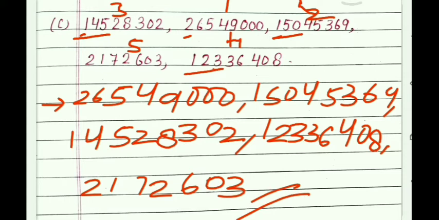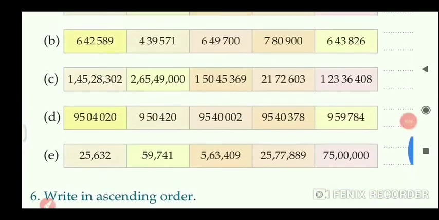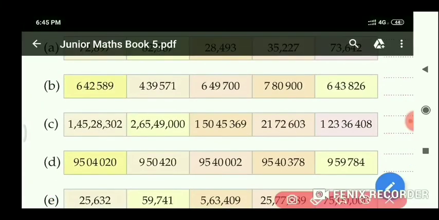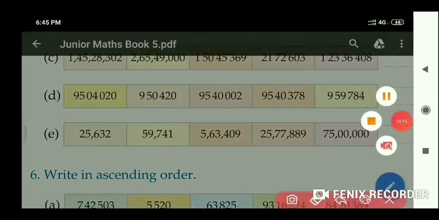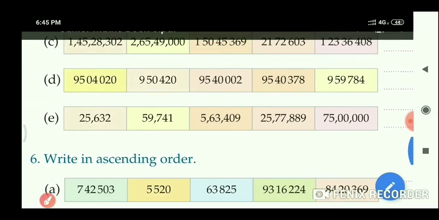So as I have done this part, similarly you can do the other remaining parts also. Let us see which part you will do as your homework. See here, as I have done fifth A, B and C parts, similarly you can do D and E parts. These two parts you can do yourself. Now let us see the next question.